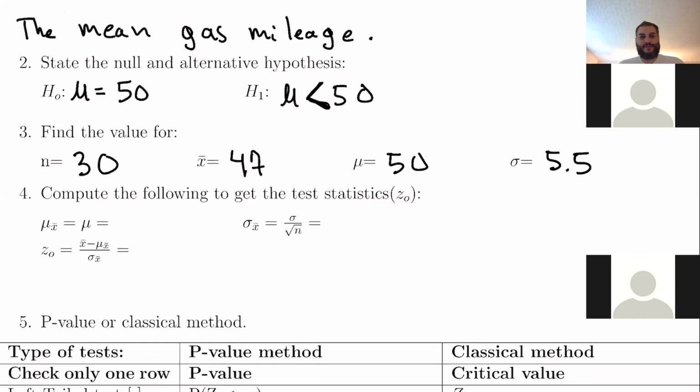Mu of x bar is just equal to 50. Sigma of x bar will equal sigma, which is 5.5, divided by the square root of 30. Let me calculate what that gives me. There you go, 5.5 divided by the square root of 30 is about 1.004. Everybody good on sigma of x bar?